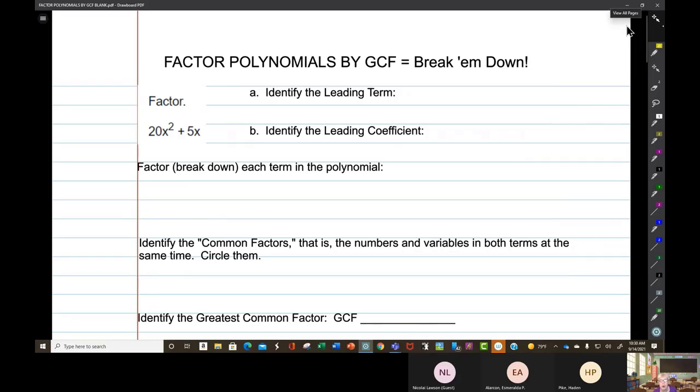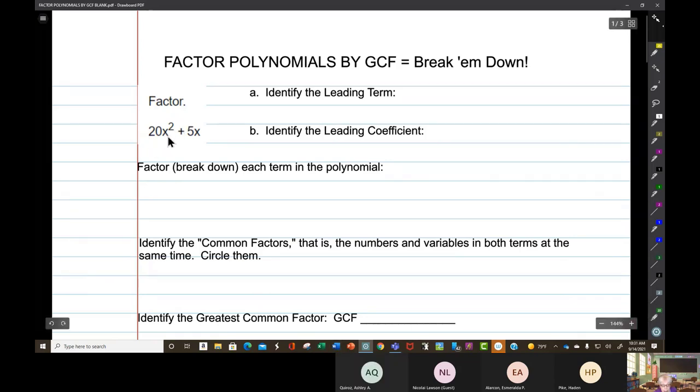Factoring is taking apart. Multiplication is putting together. We're going to factor by GCF, by the greatest common factor. So we've got to talk about that. And so I have some questions here to help you along.